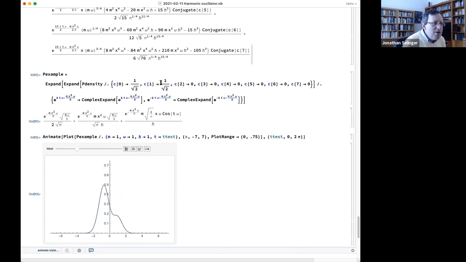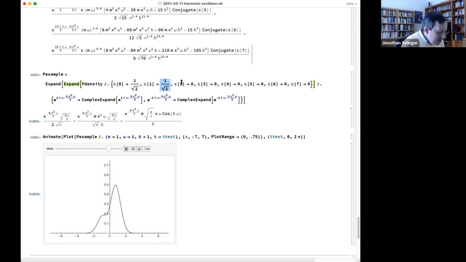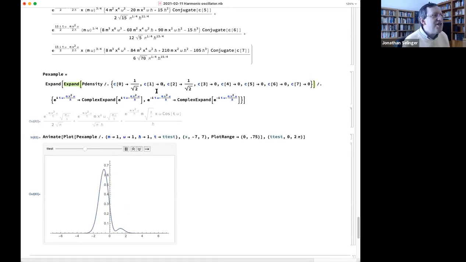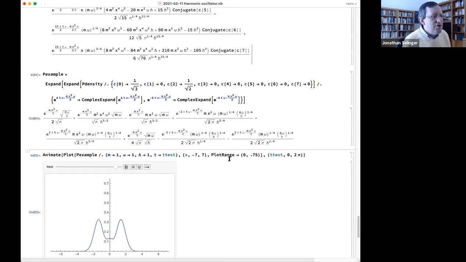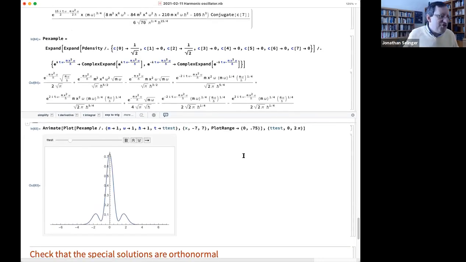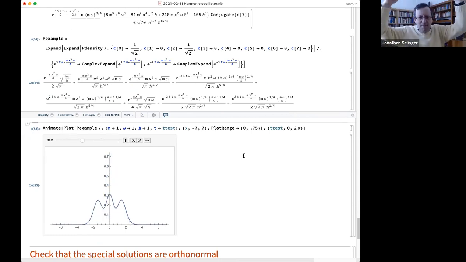Let's do another example where there are equal parts of state 1 and state 3. Excuse me, I meant state 0 and state 2, but none of state 1. Now the movie looks like this, and now the probability is sloshing back and forth between the middle and the sides, and that happens periodically.